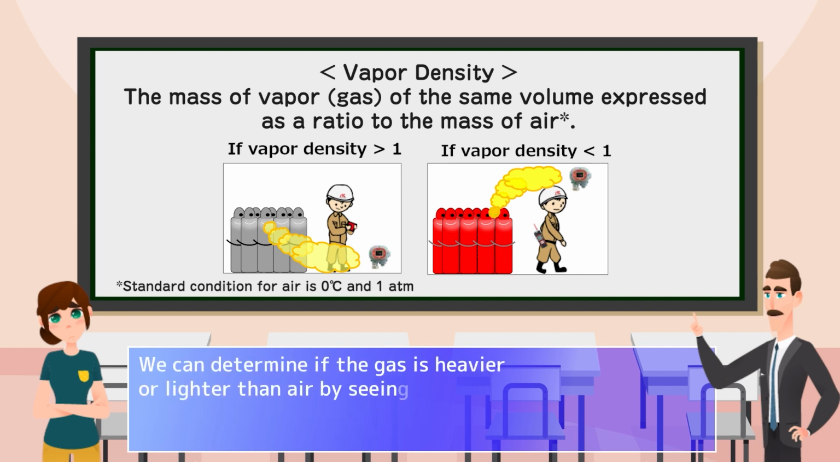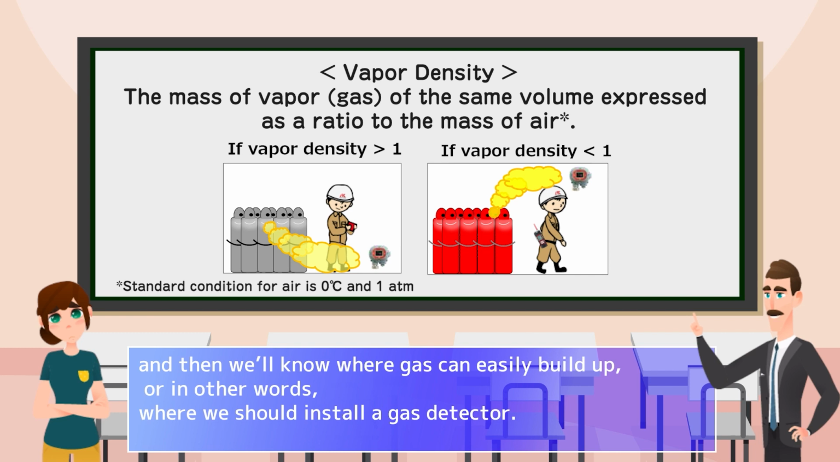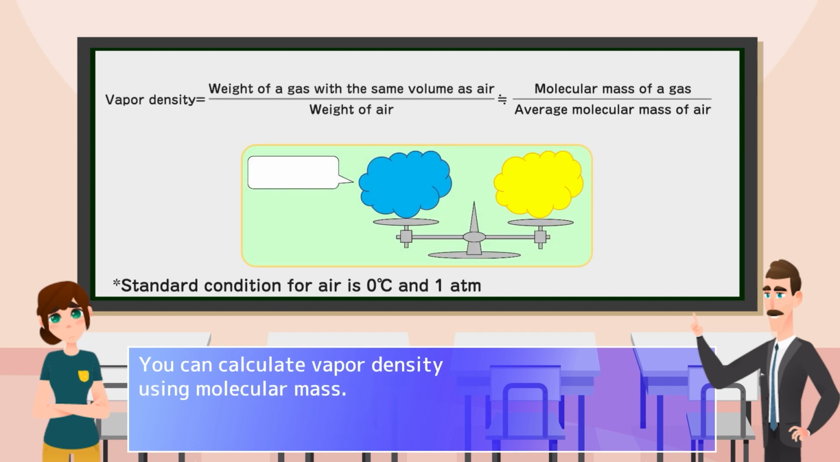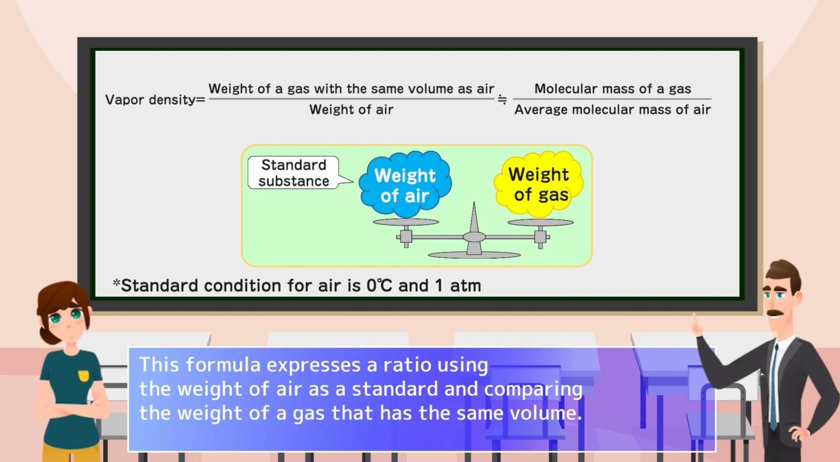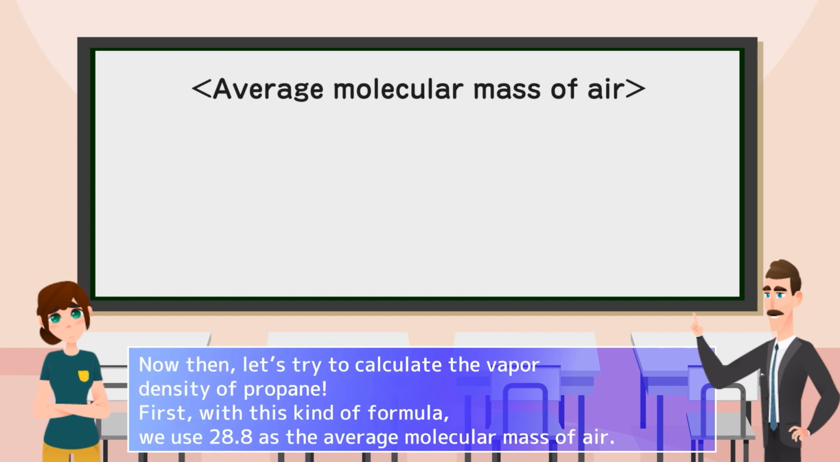We can determine if the gas is heavier or lighter than air by seeing if the vapor density is greater or less than 1, and then we'll know where gas can easily build up, or in other words, where we should install a gas detector. You can calculate vapor density using molecular mass. This formula expresses a ratio using the weight of air as a standard and comparing the weight of a gas that has the same volume. Now then, let's try to calculate the vapor density of propane.